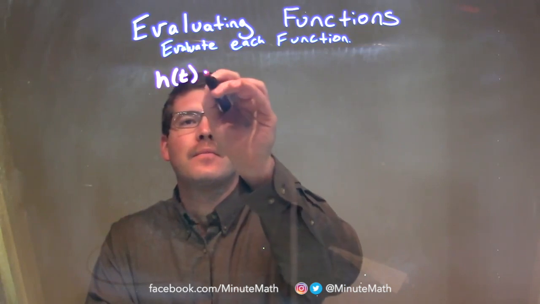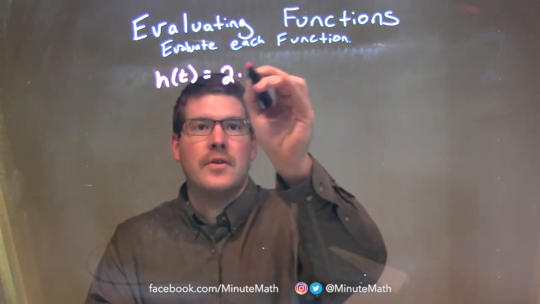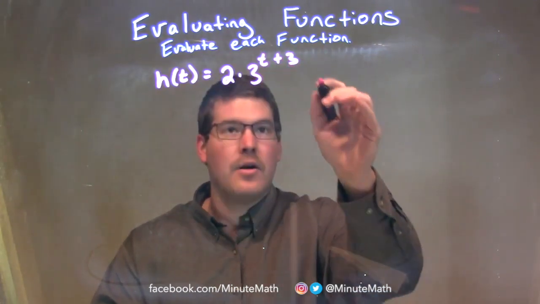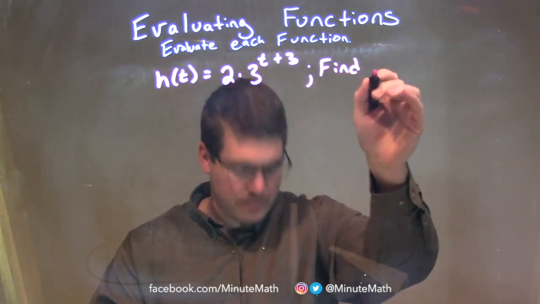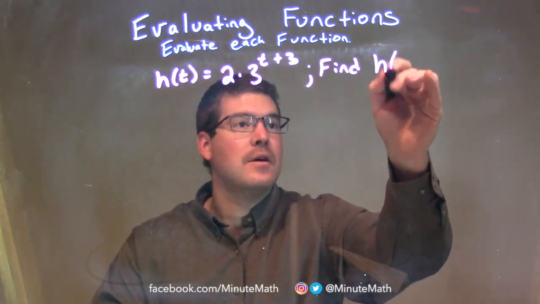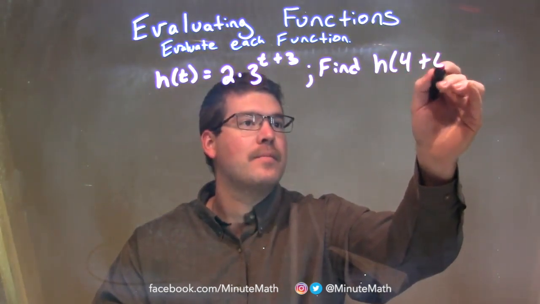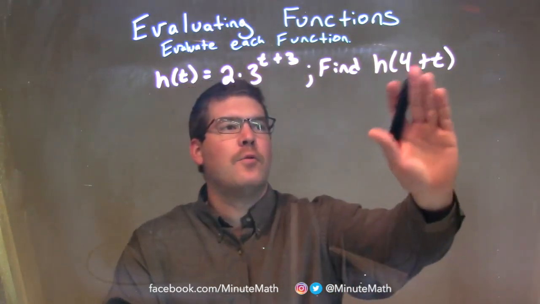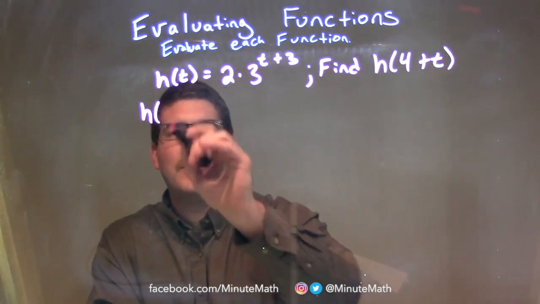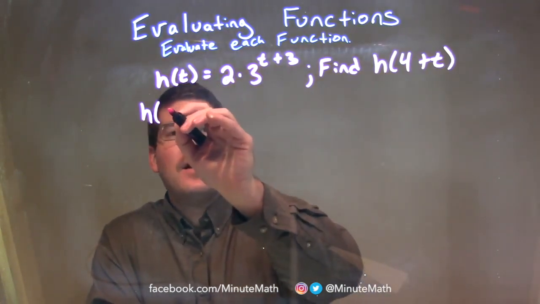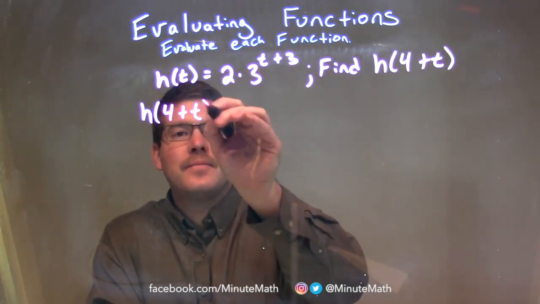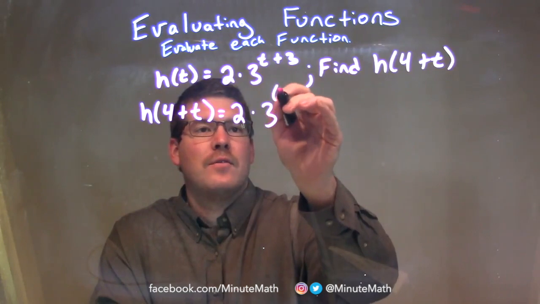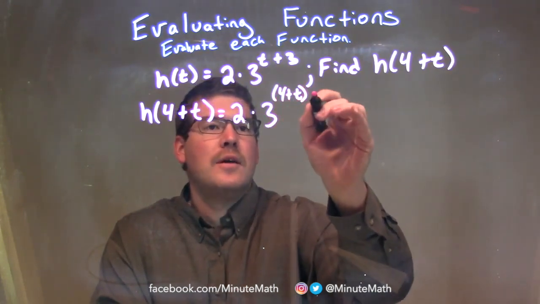h of t is equal to 2 times 3 to the t plus 3 power, right? And we want to find h of 4 plus t. Okay, so what I want to do is every single time I see a t, I'm going to plug in a 4 plus t. So we have h of, and be careful with the plus signs in the t, okay? H of 4 plus t is equal to 2 times 3 to the 4 plus t exponent plus 3.